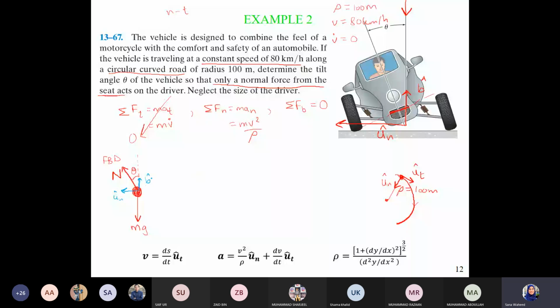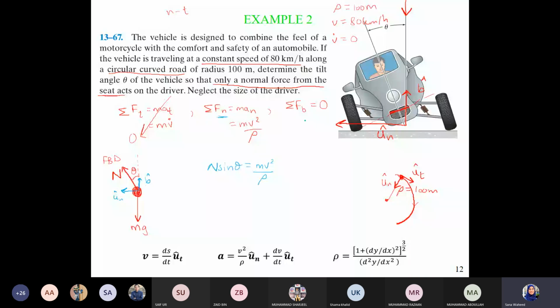I have a component of n, which is n sine theta, right? No component of weight is acting in the normal direction. But I do have a component of the normal force acting in the normal direction. Why? Because this seat or this automobile is inclined at an angle theta. Because of this inclination, there is an n sin theta component of n in the normal direction. So n sin theta is equal to mv squared divided by rho. This is my equation of motion in the normal direction.